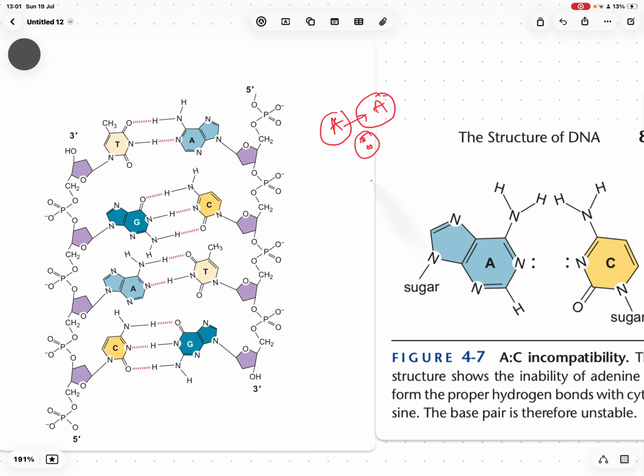Whereas in the case of ionic bonds, when two atoms come together, one atom donates the electrons and the other atom receives the electrons, so that they form an ionic bond. In the case of hydrogen bonds, the story is completely different.